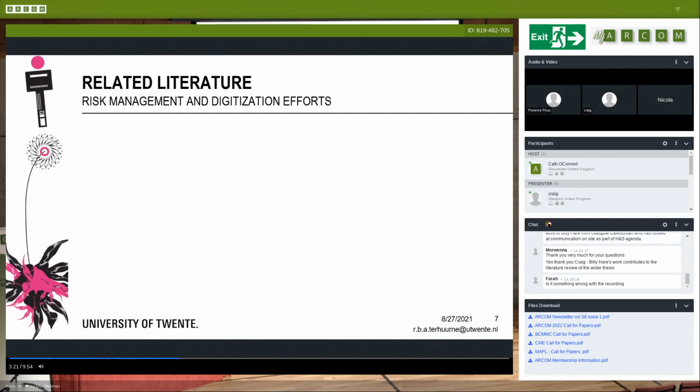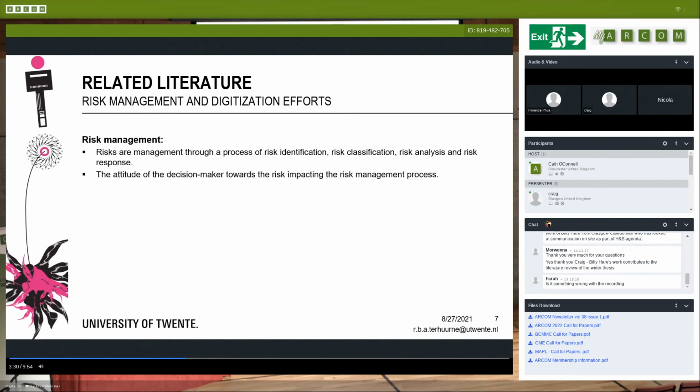To answer that question, I assessed the current risk management approach against the risk management framework that entails 4 risk management phases. These phases are risk identification, risk classification, risk analysis, and risk response. The entire process of risk management is thereby influenced by the attitude of the decision maker in this case, because it still relies on human decision making, and this impacts the entire risk management process.